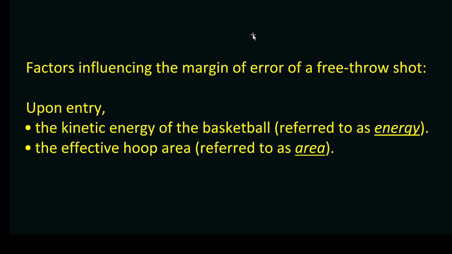In our analysis, we'll consider two factors influencing the margin of error of a free throw shot, which are, upon entering the hoop, the kinetic energy of the basketball, and the effective hoop area. These two factors will be simply referred to as energy and area for the rest of our discussion.